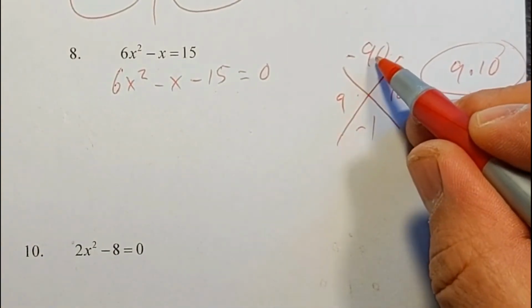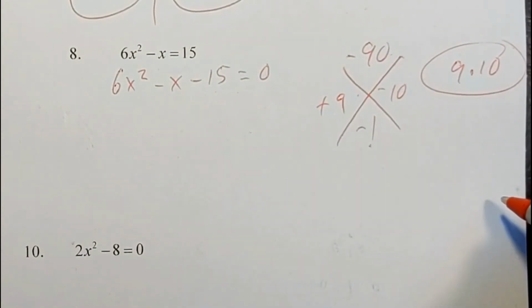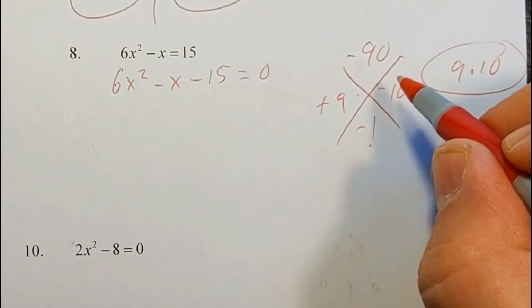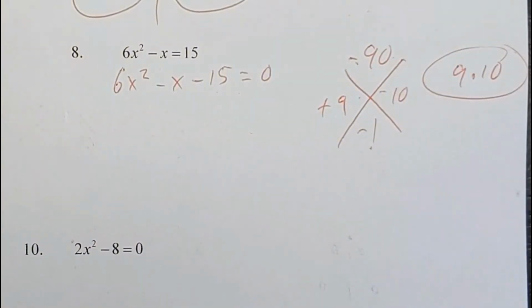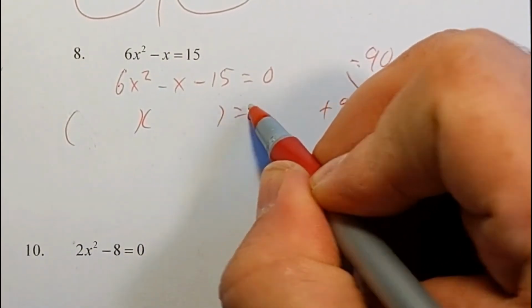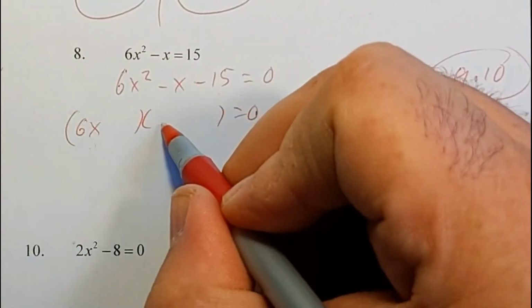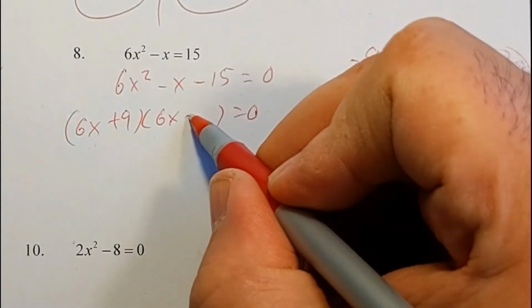I want my bigger number to be a negative. So the 10 is going to be the negative, the 9 is going to be positive. I want them to be different signs because that's a negative sign, which means I had to multiply a positive times a negative. Then I set up my parentheses. The 6x goes in the front of both of these parentheses. And then I have a positive 9 and a negative 10.